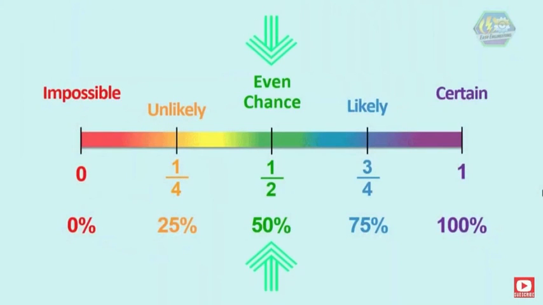So it's right here at the probability line. That means there is an even chance an event will happen.